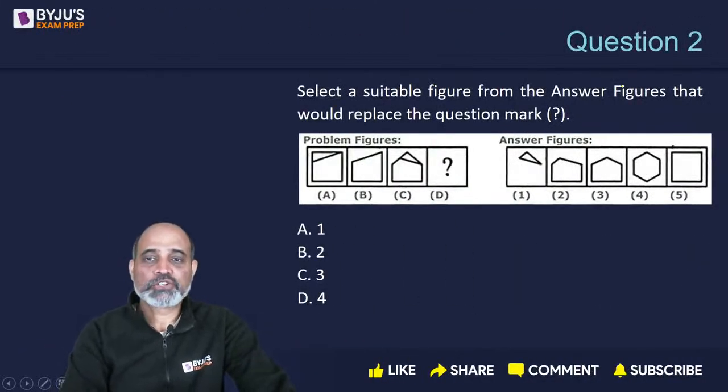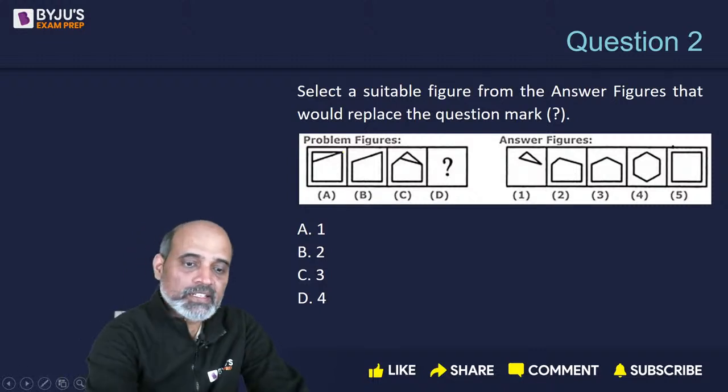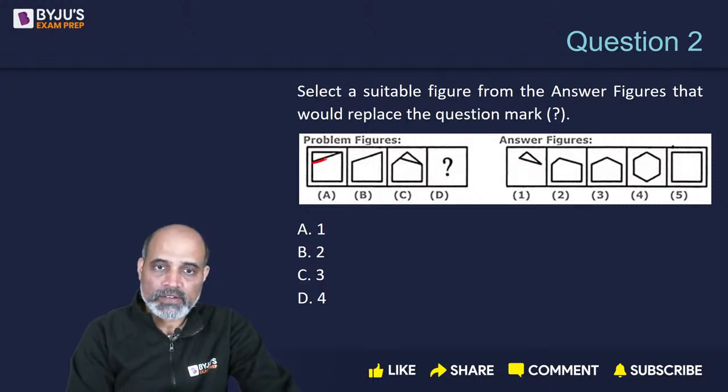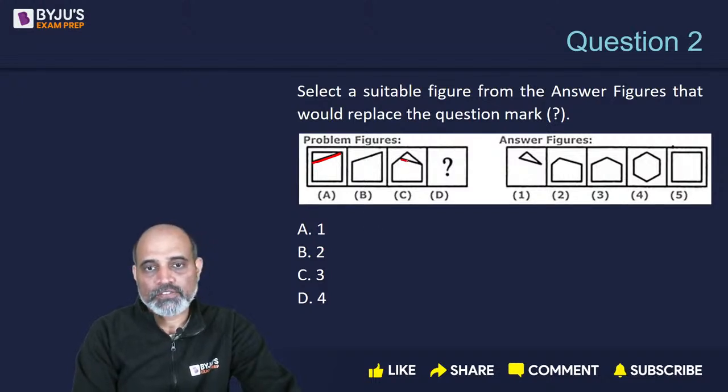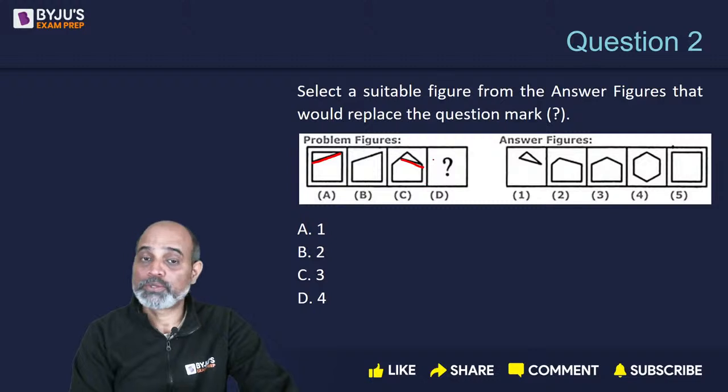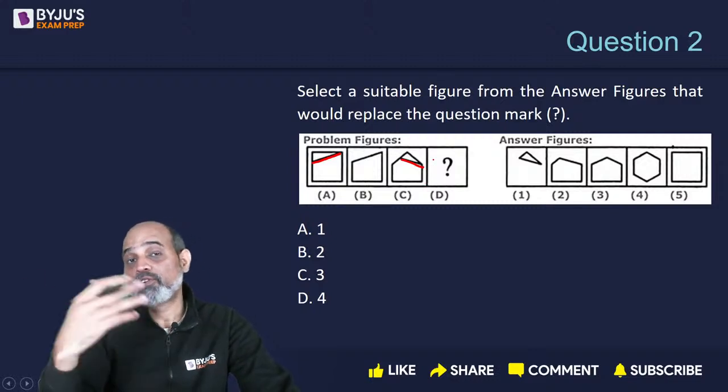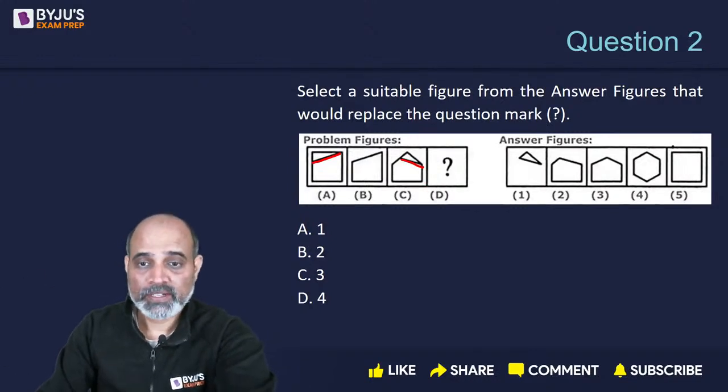We need to select a suitable figure from the answer figures that would replace the question mark. Initially we have this part, a square, then there is a cut. When this is cut, this is the new shape that you get. Next, if you cut from here, you are supposed to get a new shape. Which would be the next new shape?